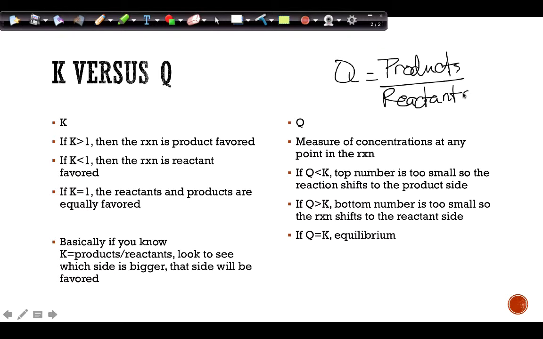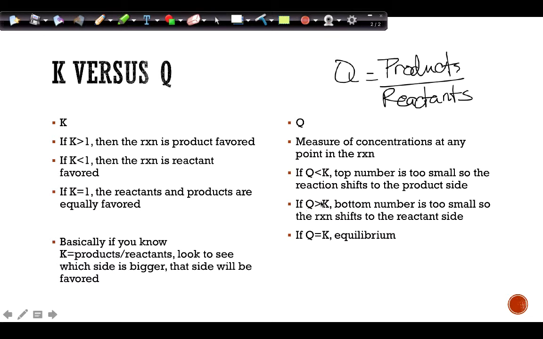So if Q is less than K, that means the number is too small. So if the number is too small, then the top number is too small. So I need to make more products. So the reaction is going to shift to the product side. So basically, if I don't have enough products, the reaction will continue to make products until Q is equal to K again. When Q is equal to K, we're at equilibrium.